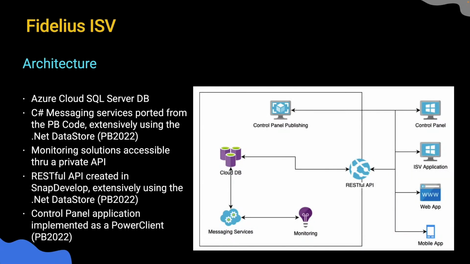The architecture is based on an Azure Cloud SQL Server database, a C# messaging service ported from the PowerBuilder code, extensively using the .NET DataStore. Monitoring solutions accessible through a private API. A RESTful API created in SnapDevelop extensively using the .NET DataStore. And a control panel application implemented as a Power Client.